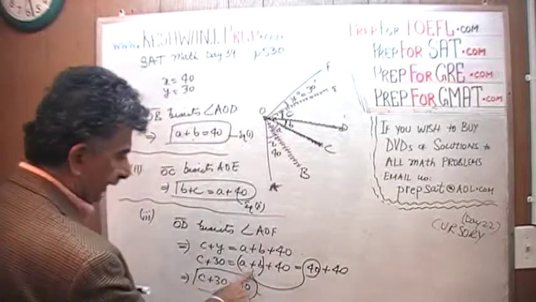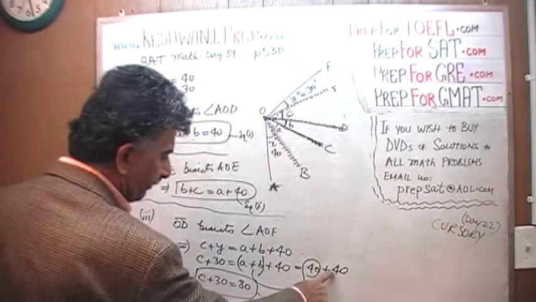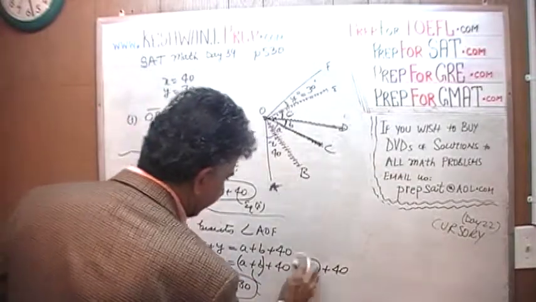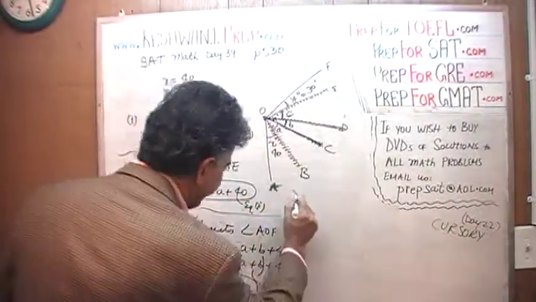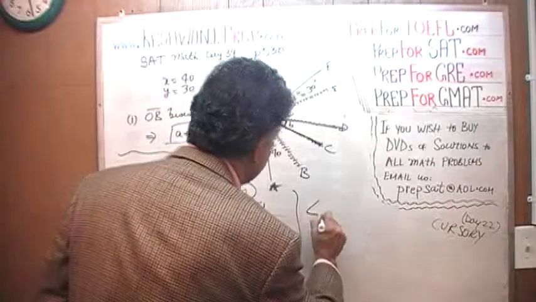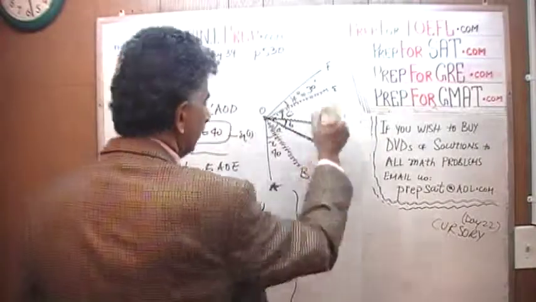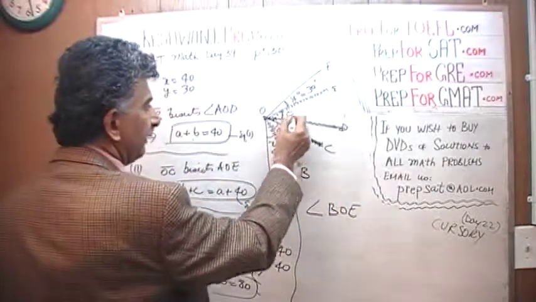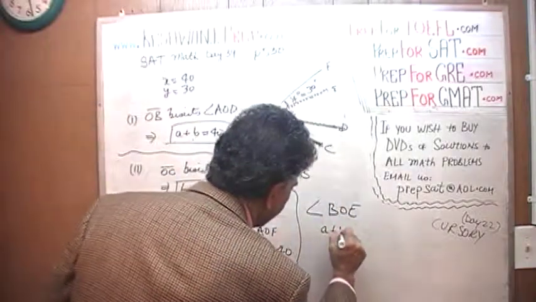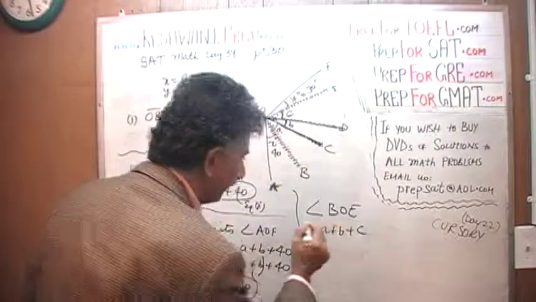And you already got this thing. A plus B is 40. That's how we get 40 plus 40, which is 80. So I'm going to erase this part too. They're looking for angle BOE. Angle BOE, which is simply A plus B plus C.